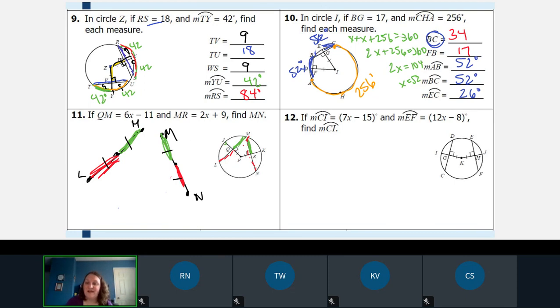And ML was congruent to MN at the beginning. So I've got now 4 equal parts. So that tells me that MQ has to be equal to MR. Or QM, right? Because that's what they called it here. We'll call it QM to stay consistent. So I can say that 6x minus 11 equals 2x plus 9.